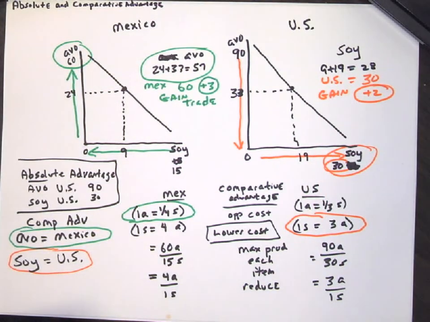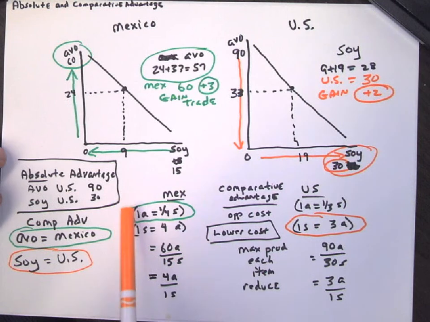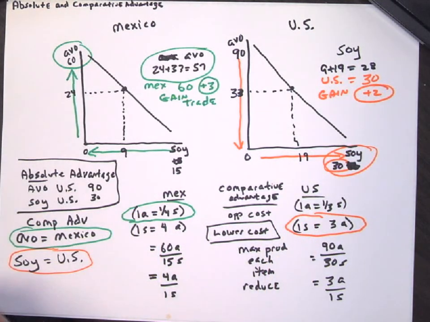So now the world production of soybeans and avocados has improved through specialization and trade. We know who should make what because they can make it at a lower opportunity cost. And that is how we solve for absolute and comparative advantage.